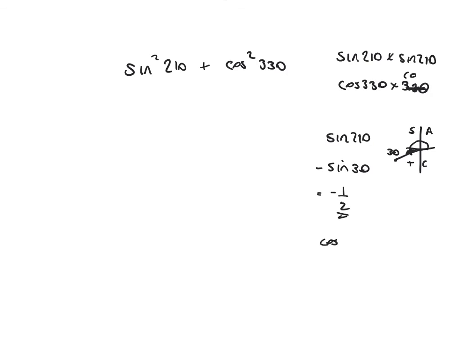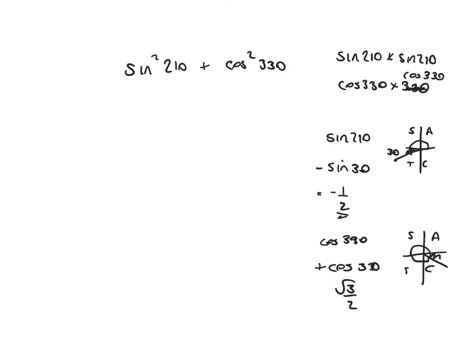Cos 330. Okay, so 330 is in the cosine quadrant, so cos is positive in there. The acute angle is 30 degrees. Cos of 30 is root 3 over 2.